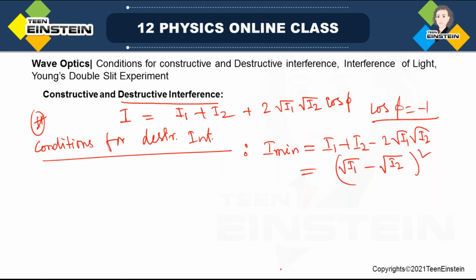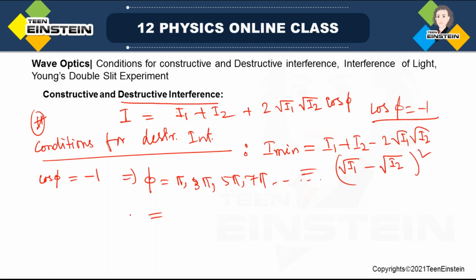Okay. So this is the intensity for destructive interference, or minimum intensity, where the destructive interference happens. Very nice. Now let us find out the condition for that to happen. So cos phi is equal to -1. This happens when phi is any odd pi. So this is 5 pi, again 7 pi, etc.